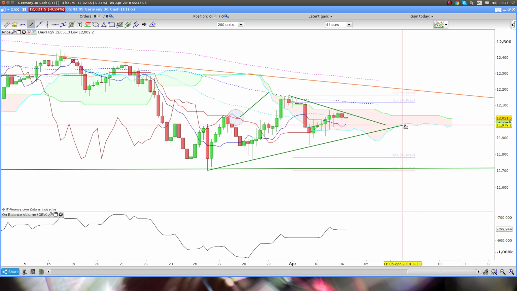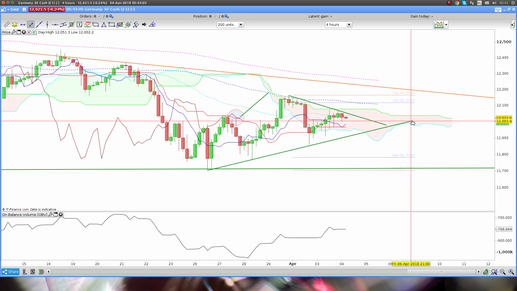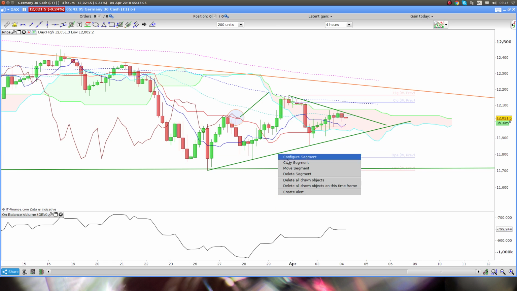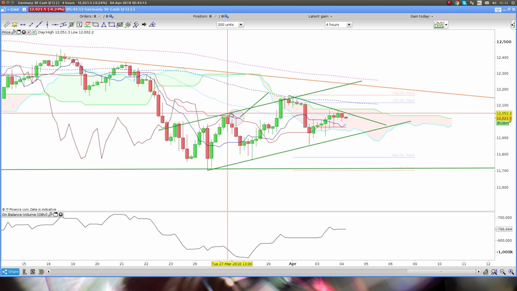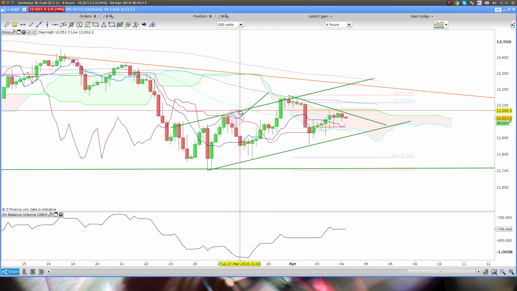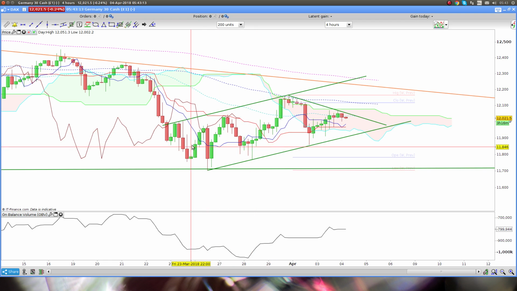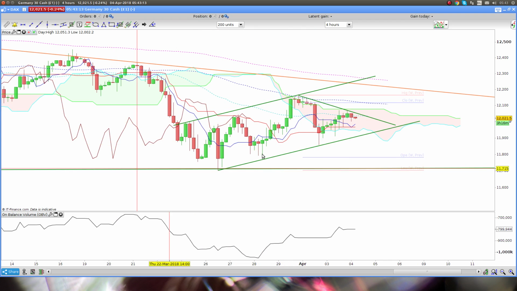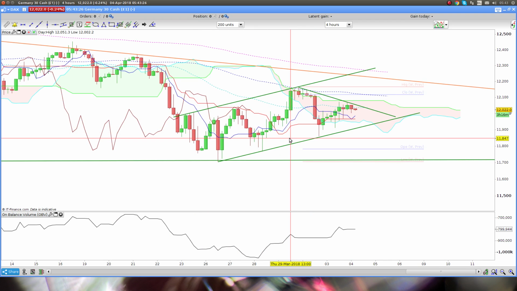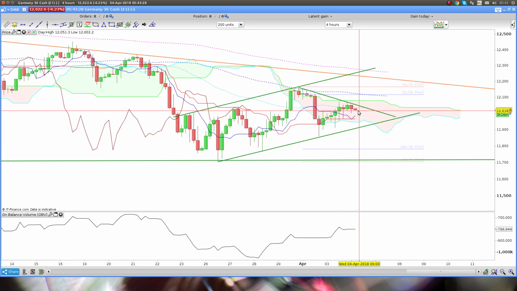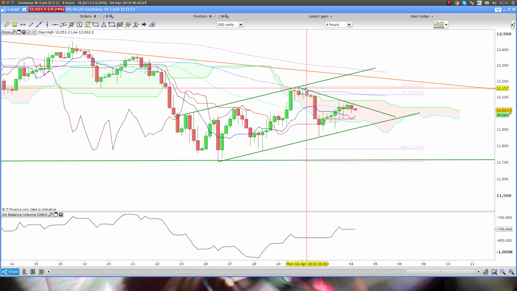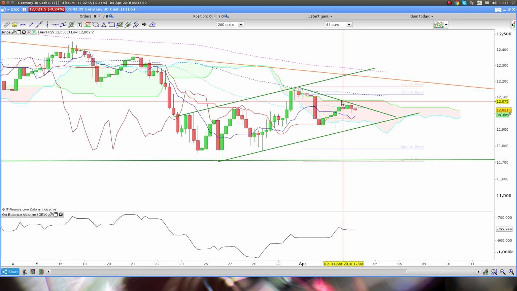Let's just do that. Remember, we had this channel in yesterday. Copy that. So like that. Delete. So we are still inside this channel. The concerning bit is that price didn't really get back up to create a new high, so we've created a lower high.